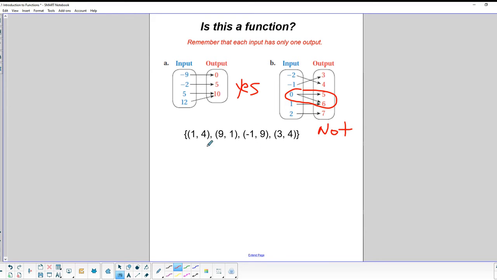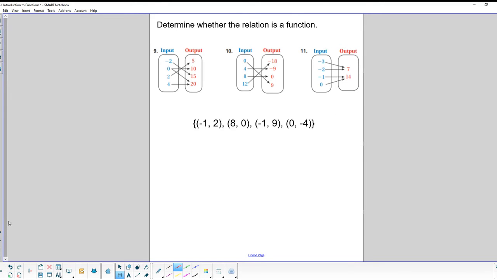All right, how about this next one? We got 1, 9, -1, and 3. So all of our inputs are different numbers, and so it doesn't matter really what the outputs are. This is a function. So yes, this is a function. All right, keep going here.